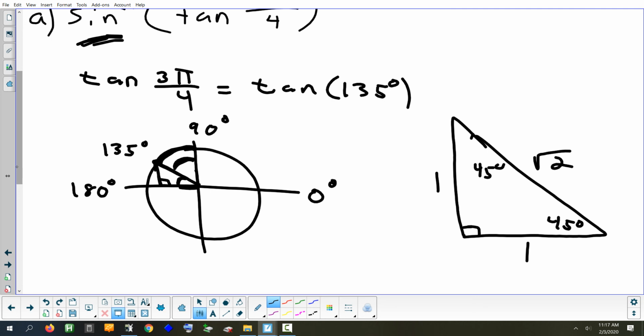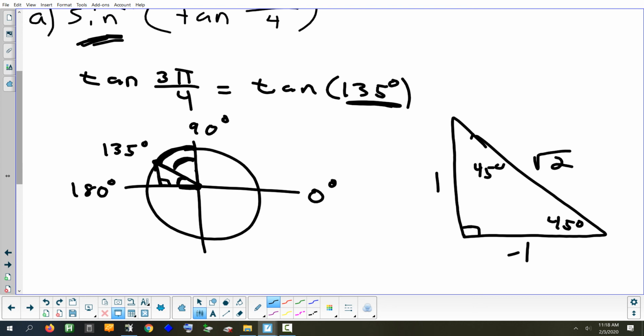Now, because this was 135, we have to remember something about our tangent. Something about this x value. Starting from the origin, which way does our x value go? To the left, which means it's what kind of number? Negative. So I know it doesn't really make sense to think of a side as being -1 units long, but because you're in quadrant 2, because that's where 135 is, you have to think of the x value as being negative. Okay?